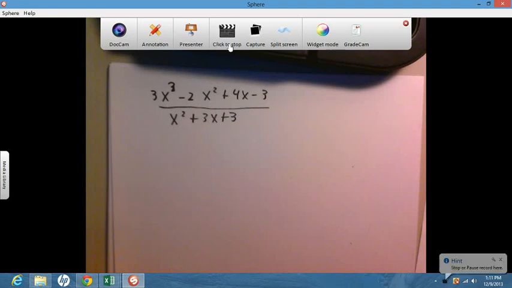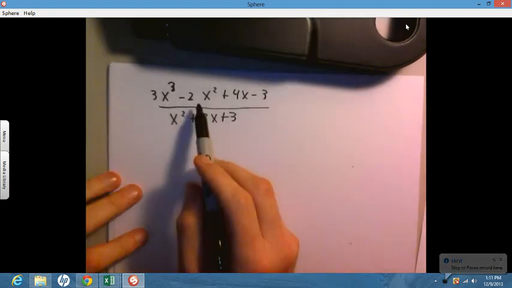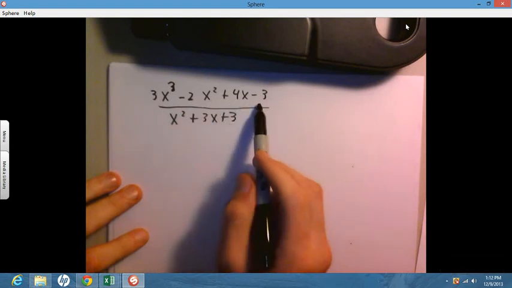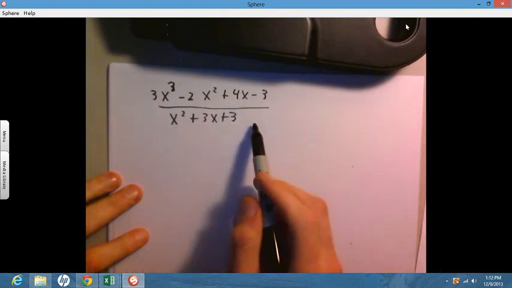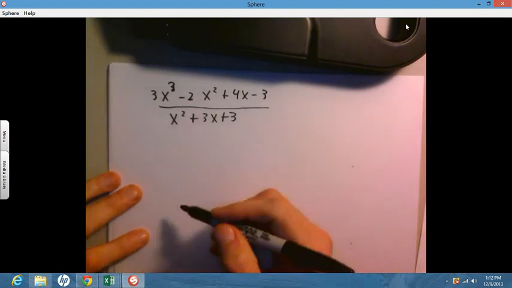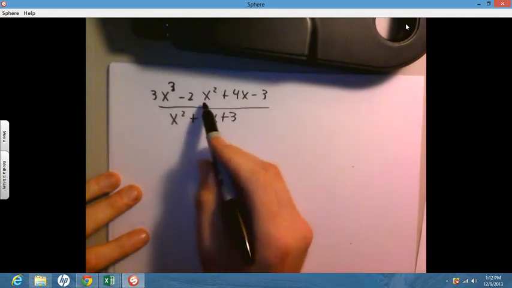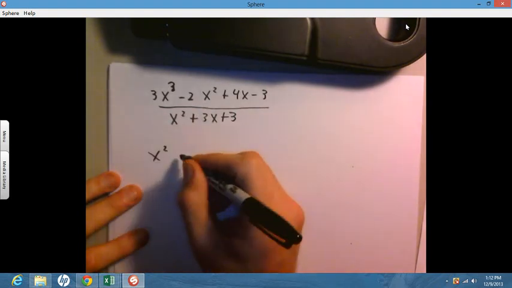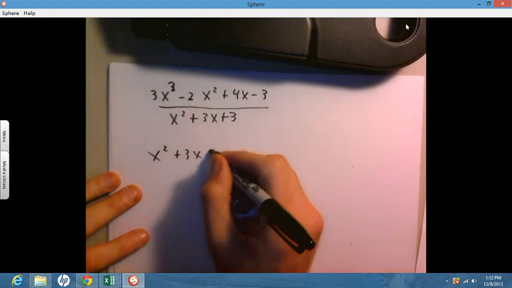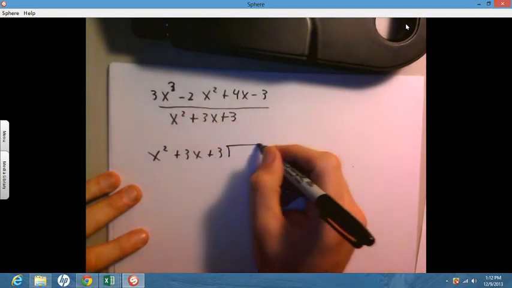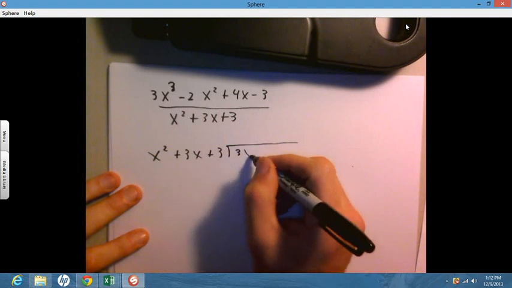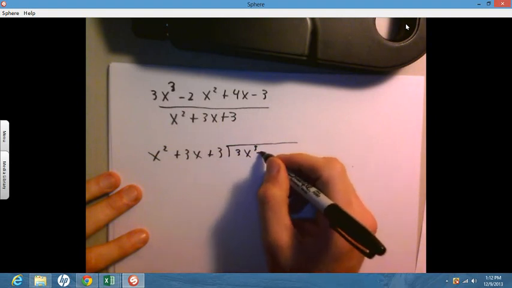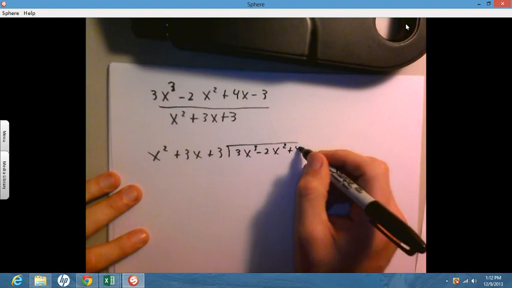So we're going to do some polynomial division here. And here we have 3x cubed minus 2x squared plus 4x minus 3 divided by x squared plus 3x plus 3. So we're going to go ahead and divide these. We're going to divide the denominator into the numerator just like we would with regular fractions. And we're going to write this as x squared plus 3x plus 3, and we're going to divide it into 3x cubed minus 2x squared plus 4x minus 3.